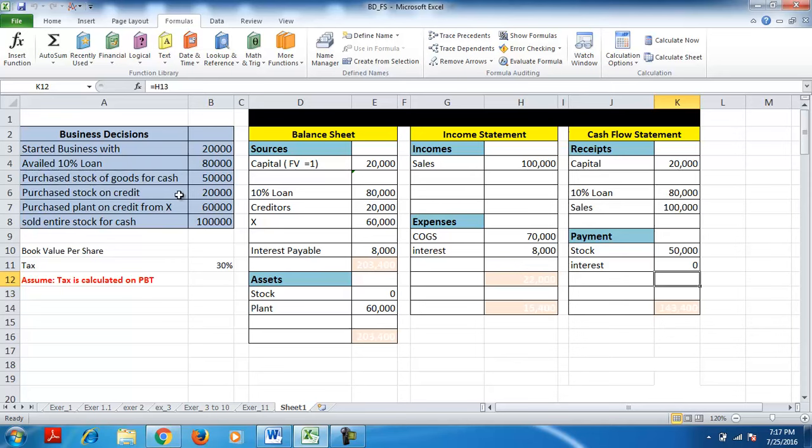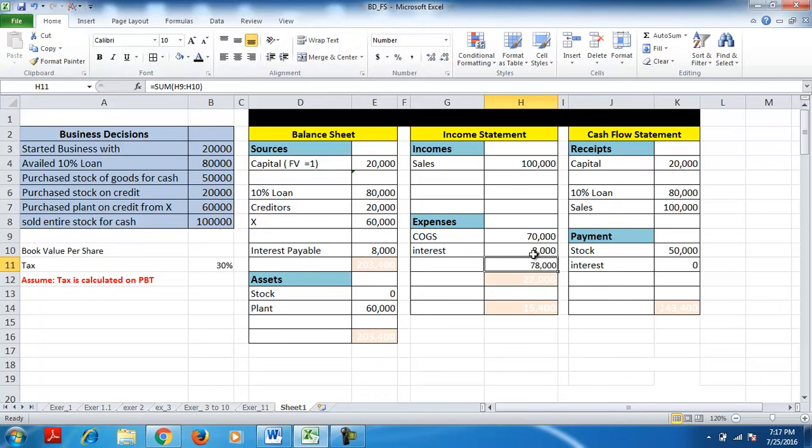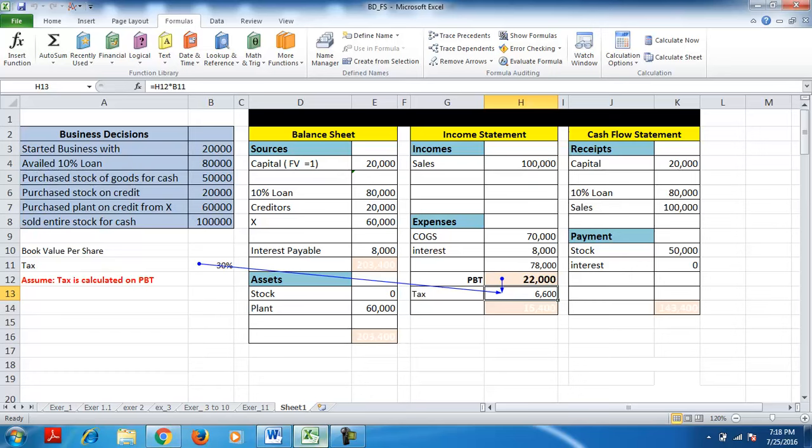So all transactions done, we will find profit. The profit will be incomes minus expenses. Expenses are 78,000. So profit in this case is a profit before tax. PBT is equal to sales 100,000 minus expenses 78,000. Let us assume that we are also paying tax at 30%. But observe this assumption. For the time being, we will assume the tax to be calculated on the PBT. Later on, we'll change that assumption. But for the time being, tax is the rate into PBT.